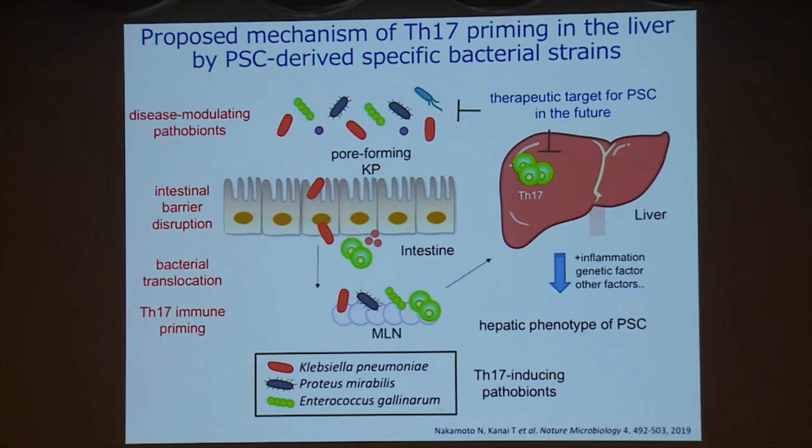So in summary, the current study identified disease-modulating pathobionts from PSC-UC patients. One of the key functions of these pathobionts is to disrupt the intestinal barrier through the epithelial damaging effect of KP, which enables collateral translocation of other pathobionts and elicits Th17 priming in the liver. Our results collectively provide evidence for specific pathobionts as triggers for PSC. Further studies are required to examine whether these pathobionts serve as therapeutic targets for PSC in the future.